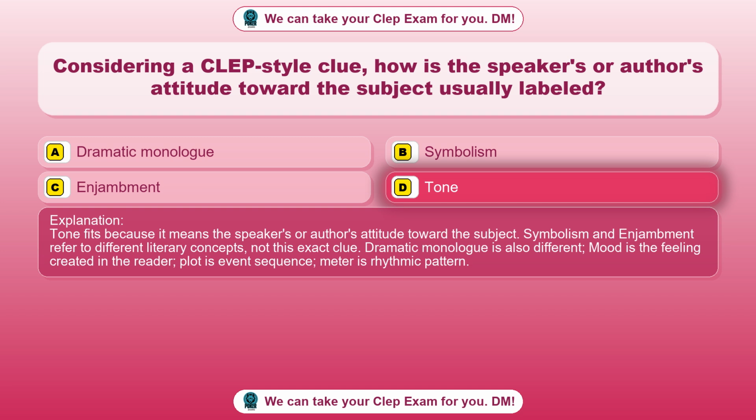Symbolism and enjambment refer to different literary concepts, not this exact clue. Dramatic monologue is also different. Mood is the feeling created in the reader. Plot is event sequence. Meter is rhythmic pattern.